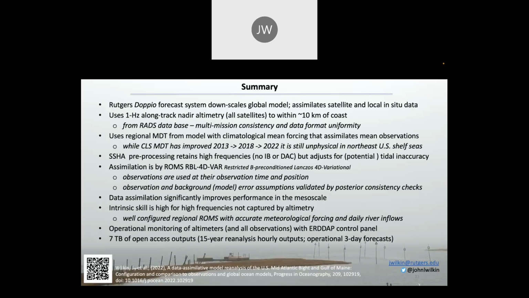We're using 1 Hertz nadir altimetry, but by improving our dynamic topography, we can take those all the way into the coast. While the CLS MDT has improved dramatically, it's still somewhat unphysical on parts of the shelf. As I said, the data assimilation significantly improves performance in the mesoscale, which I attribute to the assimilation of altimetry.